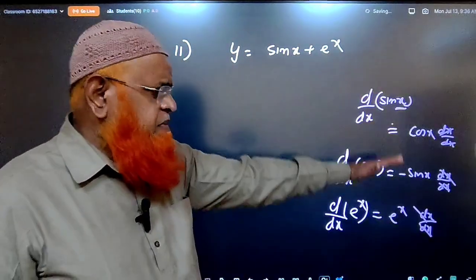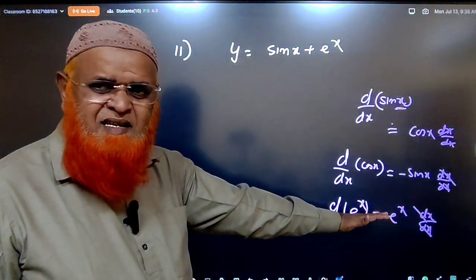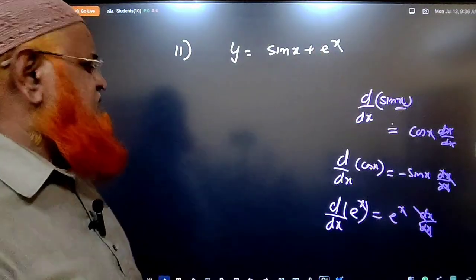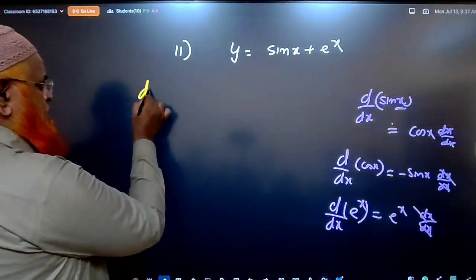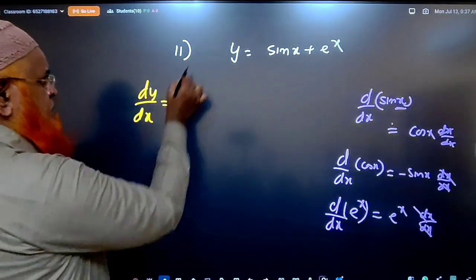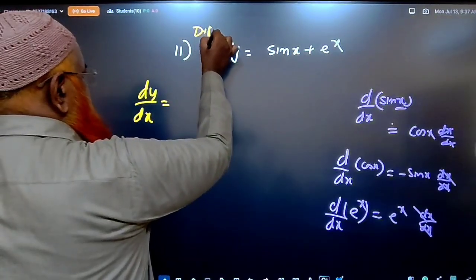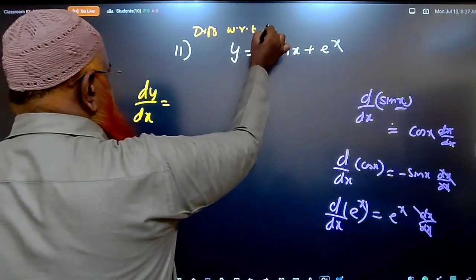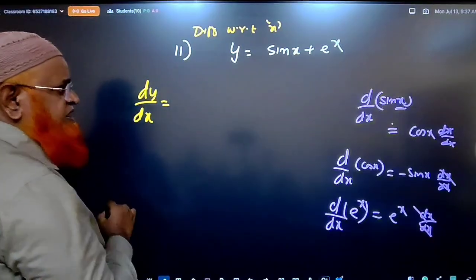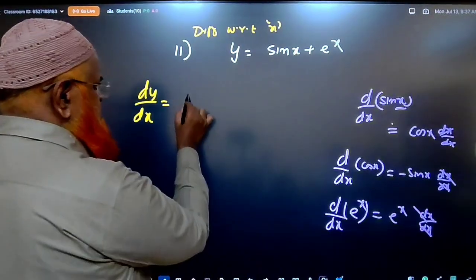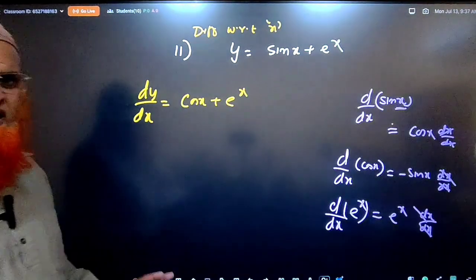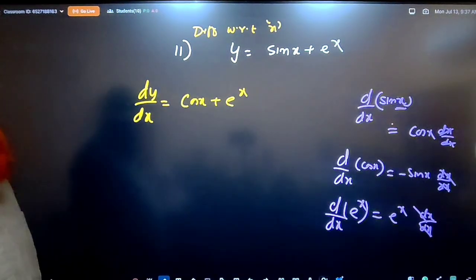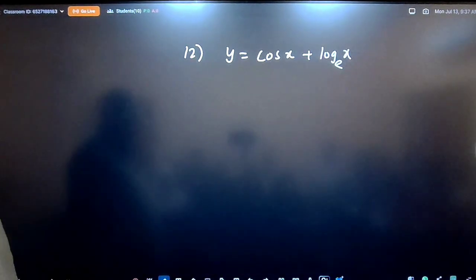Once you know the basics of these formulas, then you can solve this very easily. Differentiating with respect to x, dy by dx of sin x is going to be how much? Cos x plus e power x is going to be the final solution. Understand? Okay. Now how will you solve this one?